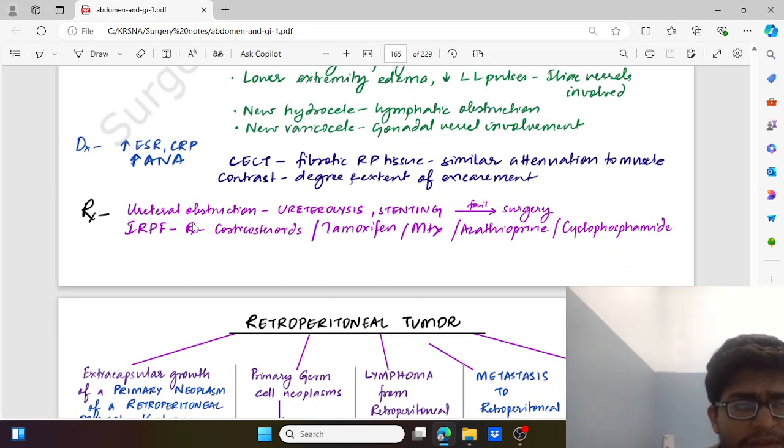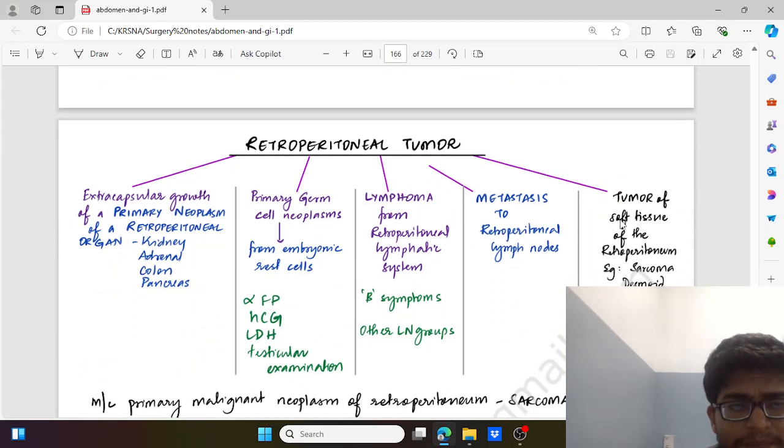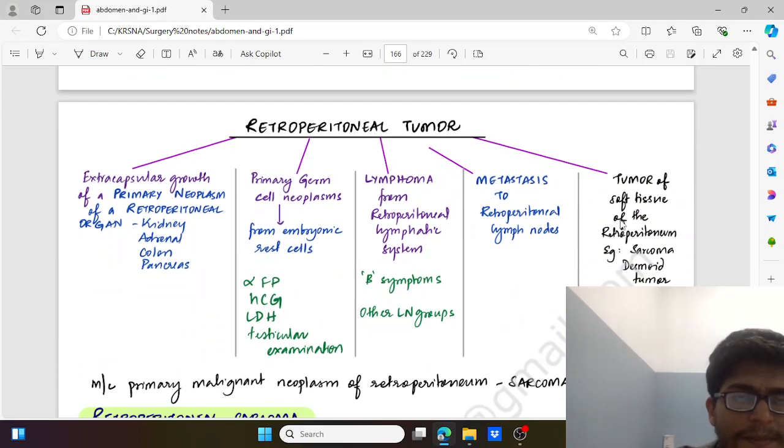Then for treatment for the ureteral obstruction, we will go with ureterolysis, stenting, and if needed, surgery. Then for medical management, we have corticosteroid, tamoxifen, methotrexate, azathioprine, and cyclophosphamide, which are the immunosuppressant drugs. So this was the treatment of the retroperitoneal fibrosis.